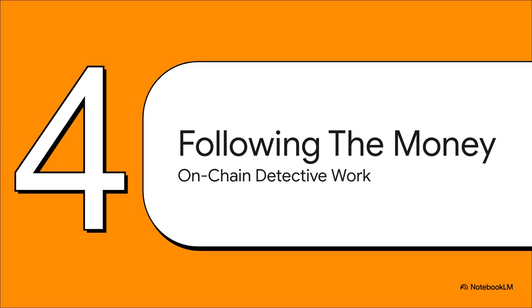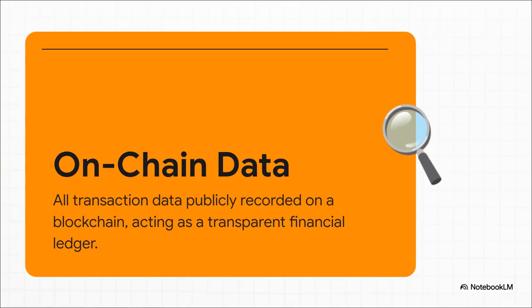We're moving beyond just prices and feelings to become on-chain detectives. We're going to look directly at the blockchain itself to see where the money is actually going. You see, on-chain data is the ground truth. Because blockchains are public by design, every single transaction is out there for anyone to see. It's like a perfectly transparent public bank ledger for an entire crypto network.